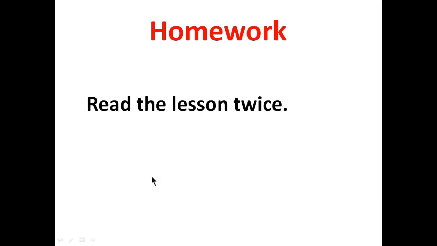My dear students, so far we have finished our main text of lesson number 4 of unit 4, and being a student you are supposed to read the lesson at least twice. Whenever you are going to read the lesson, you must keep a dictionary with you, so it will help you understand the meanings of the difficult words. I hope you will complete the work.